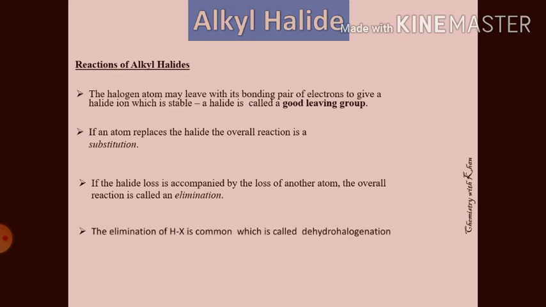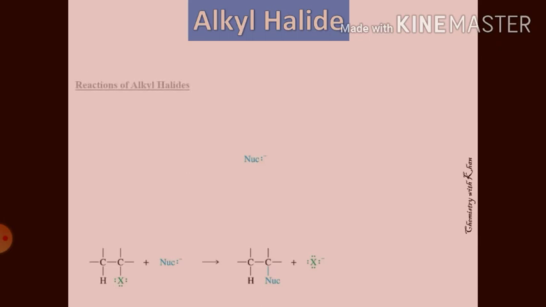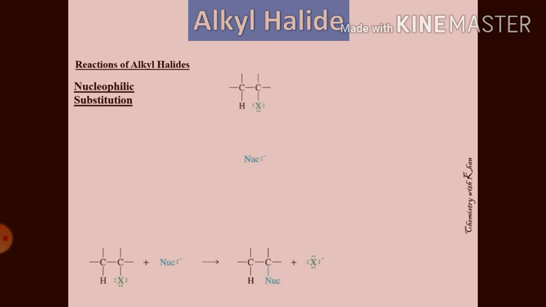The elimination of hydrogen halide is common, which is called dehydrohalogenation. De means removal, hydro for hydrogen, and halogenation for halogen, and the -tion is for process. Look at this. The reaction of alkyl halide, the nucleophilic substitution reaction. We can see that a halogen-containing carbon is reacting with a nucleophile, which turns into this one. You can see that the halogen is removed with its negative charge, which is stable, and the nucleophile is attached to ethane.